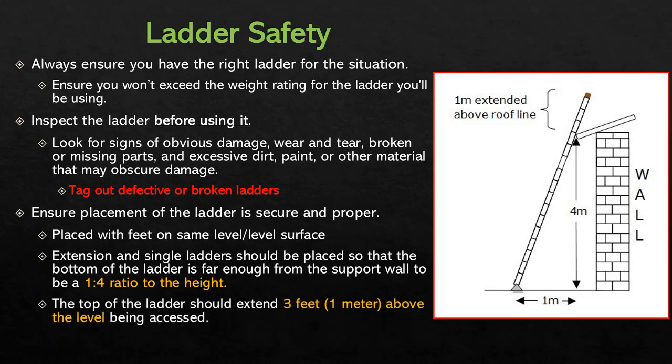Also, if you're using an extension ladder or a step ladder to climb up to a roof or to go up a wall, make sure the top of the ladder extends at least 3 feet or 1 meter above the level being accessed. If you're going up to a roof, that ladder needs to go well above the roof line that you're going to climb on. You can't just have it barely on the top. There needs to be at least 3 feet of clearance.